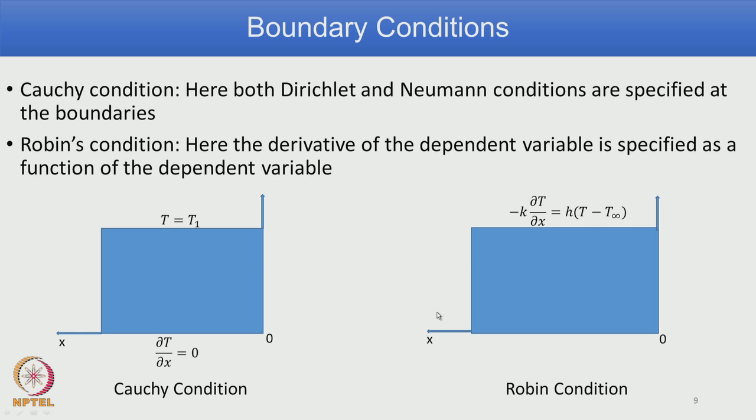There is also another type, known as the Robbins condition, where the derivative of the dependent variable is itself specified as a boundary condition. In this case, for example, ∂T/∂x is given as T minus T infinity with some coefficients. This is what is known as a Robbins boundary condition. So, whenever you are going for a solution, you need to identify what kind of boundary condition you want to impose, whether it is a derivative boundary condition or a specific value of the boundary condition.